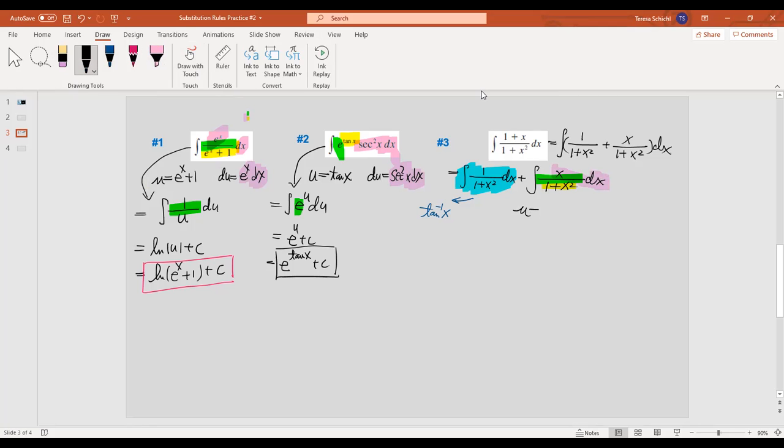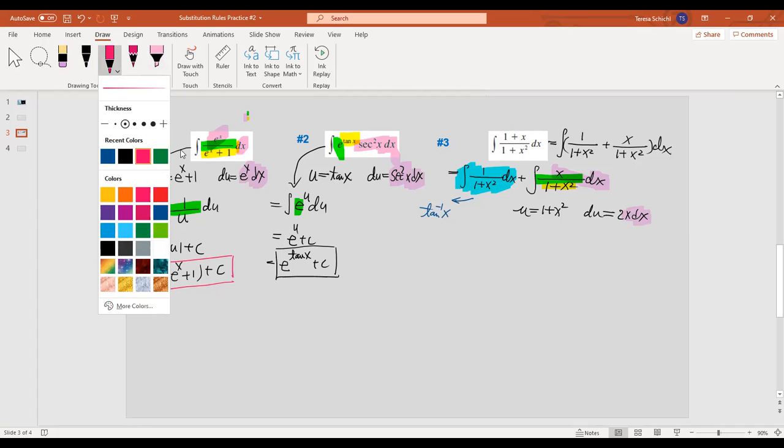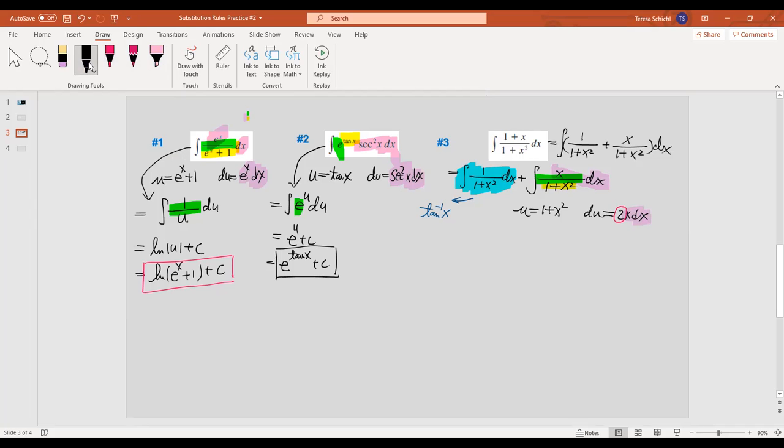So you see u is equal to 1 plus x squared. Then du is equal to what? 2x dx. Then you say, okay, this is good, x dx here. So what do I have extra here? I have 2 extra here. But that doesn't matter, I can take care of that. So x dx matches, right? Wow, that's pretty good.